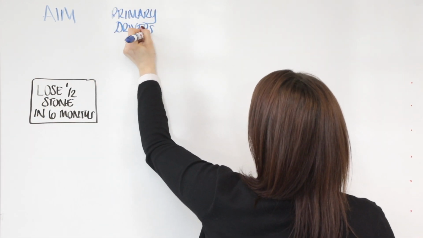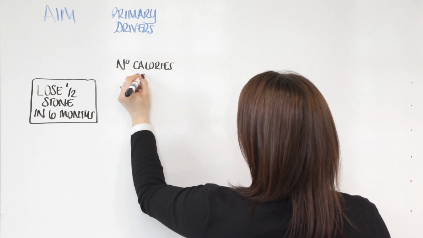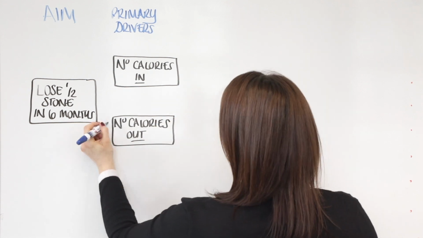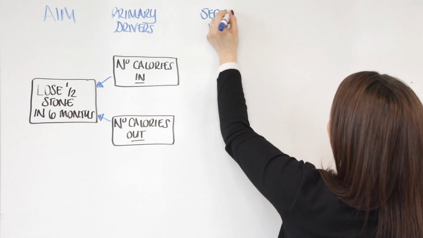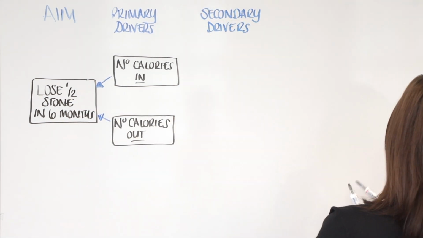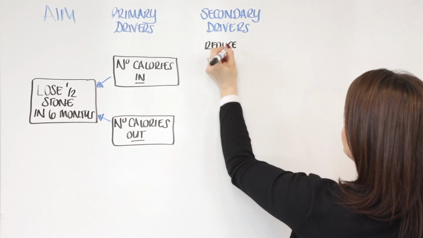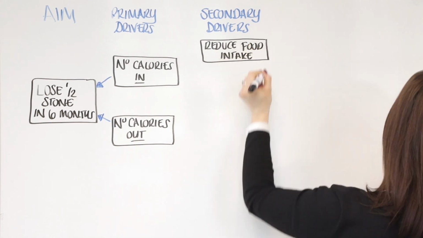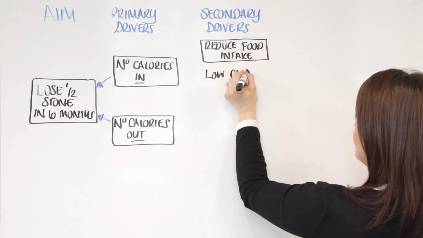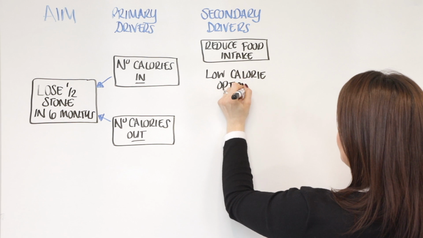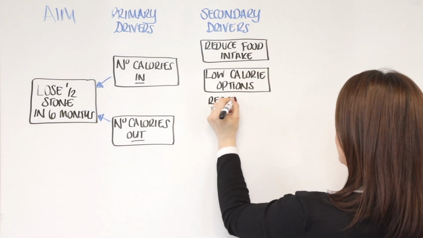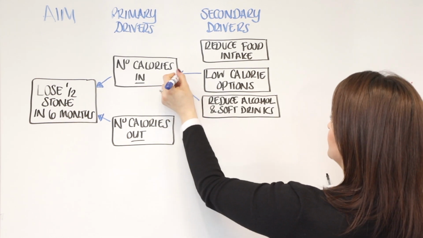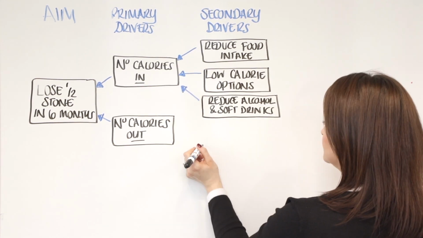The primary drivers for this aim are the number of calories in and the number of calories out. Once we have decided our primary drivers, we need to think of secondary drivers which could affect these. So when thinking of calories in, we could reduce our food intake, we could replace food with low-calorie options, and we could reduce our alcohol and soft drinks intake. When thinking of calories out, we could increase the amount of exercise that we do.